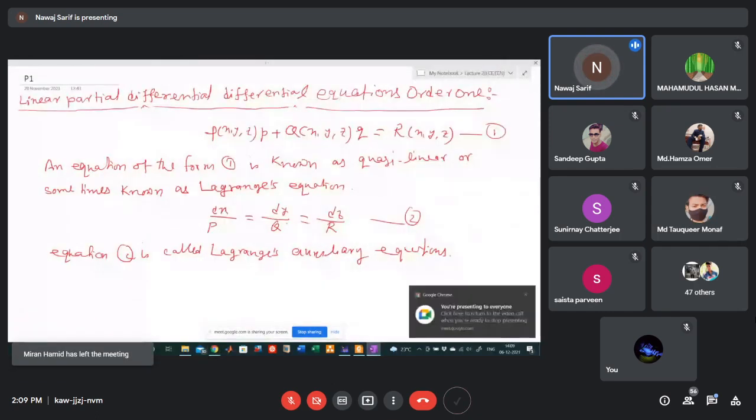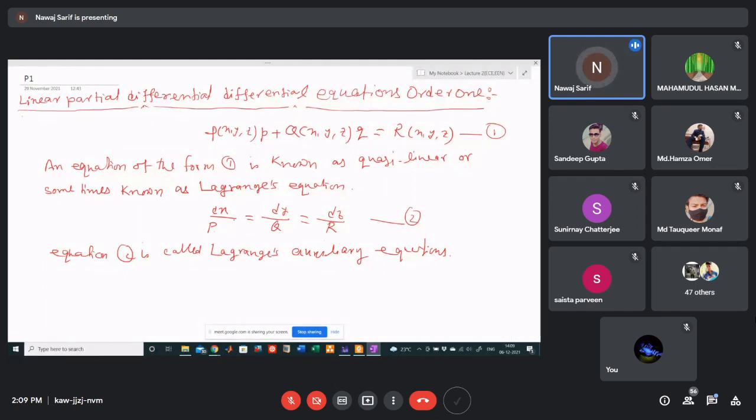You can clearly see from here that equation 1 is your partial differential equation, but when you write this equation, that is Lagrange's auxiliary equation, this is your ordinary differential equation. Now to solve this equation 1, you have to solve equation 2. So now your aim is to solve this equation, and you can solve it by using Lagrange's method. That we'll discuss here.